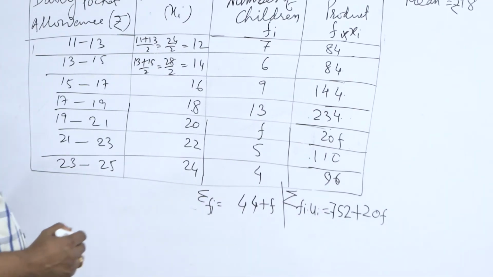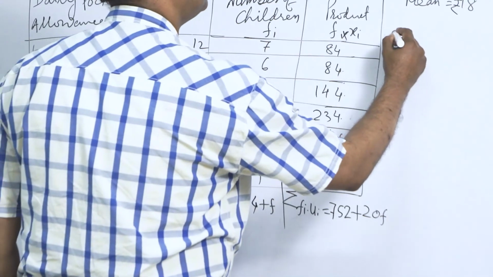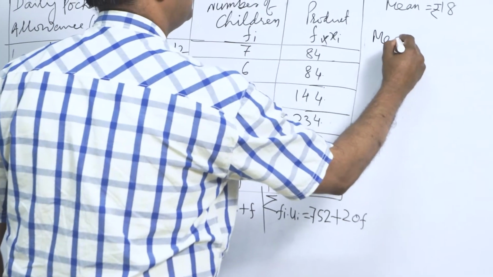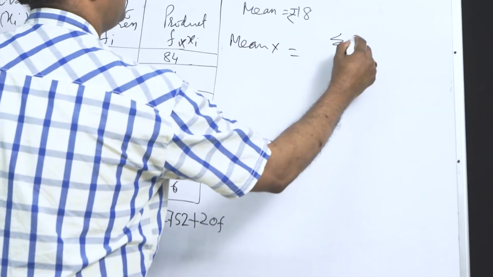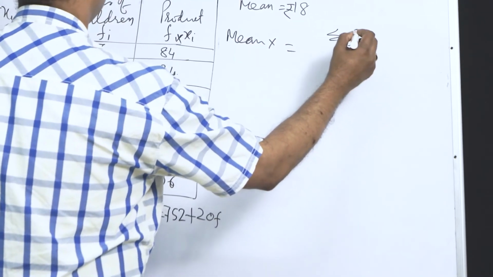Understood? Now, we have to apply the formula. We have to write here mean, direct method, x bar equal to sigma Fi xi.